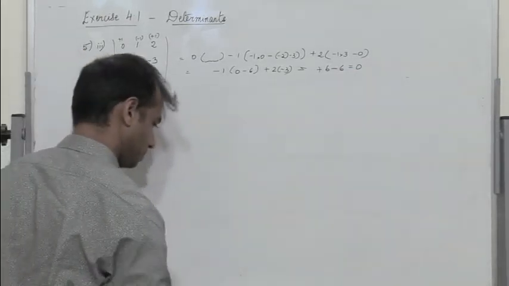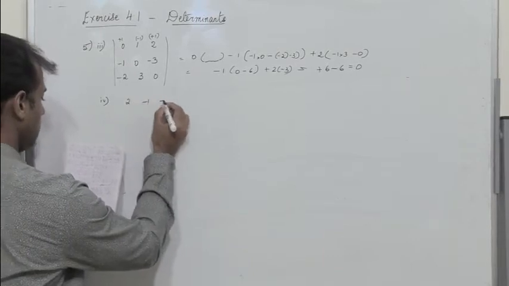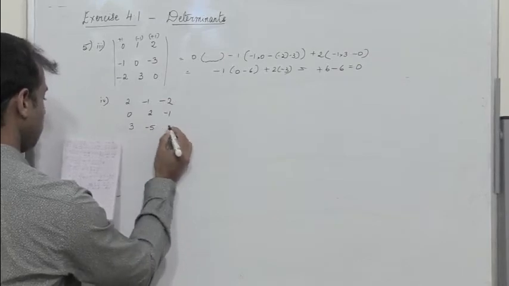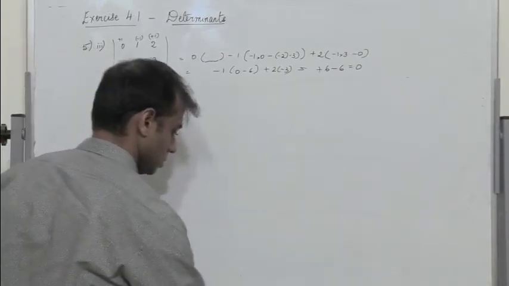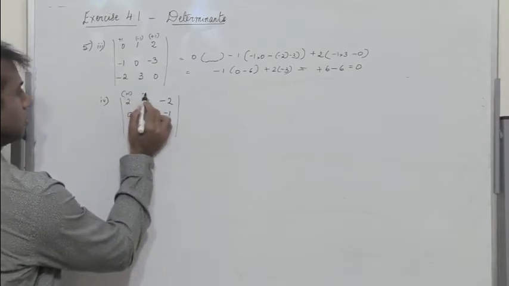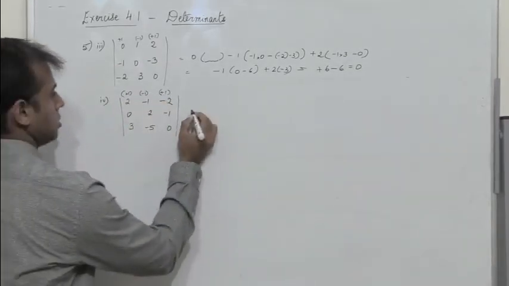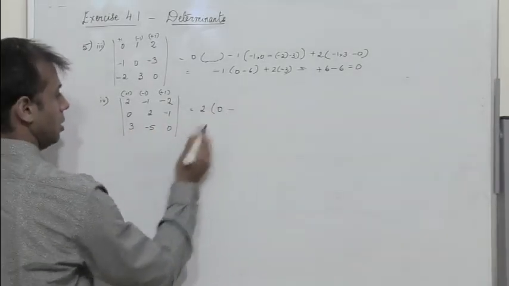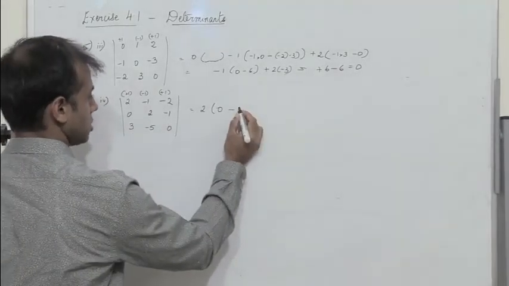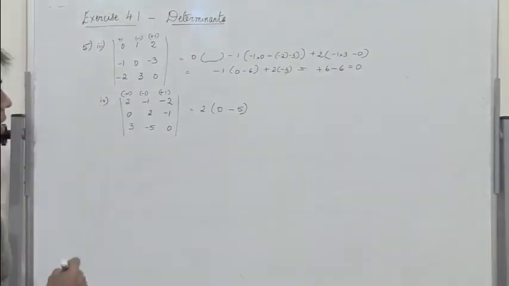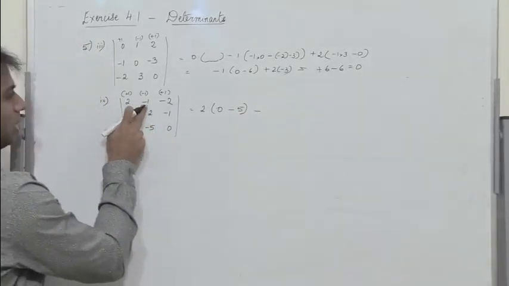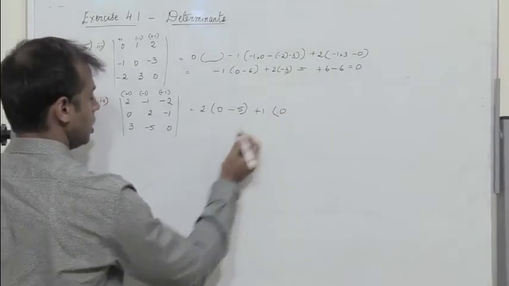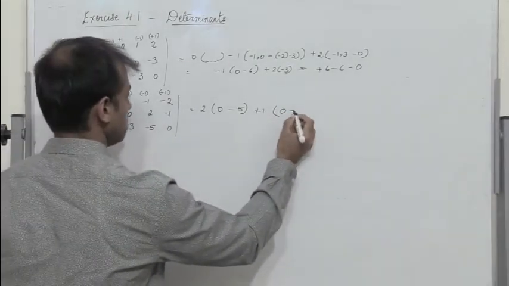Next 4, 2 minus 1 minus 2, 0, 2 minus 1, 3 minus 5, 0. So again, this is plus 1, minus 1, plus 1. So we have 2 into 0 is 0, minus 5 into minus 1, which is 5. Minus of minus 1 is plus 1. So leave the second column and the first row. 0 into 0 is 0. Minus 3 into minus 1 is plus 3.